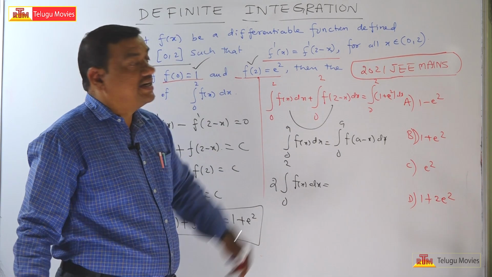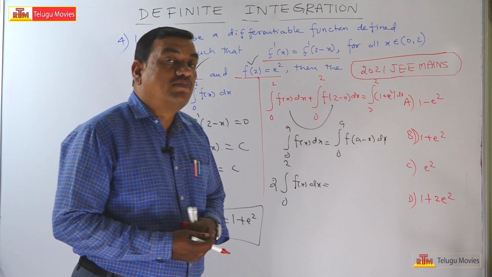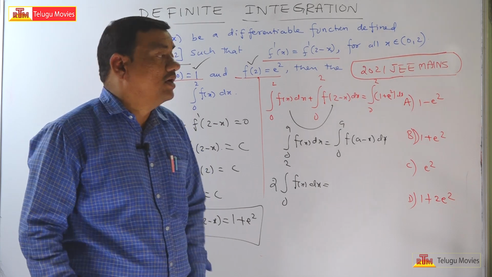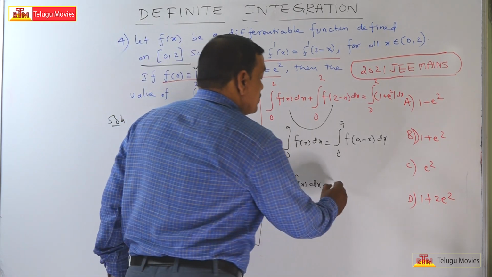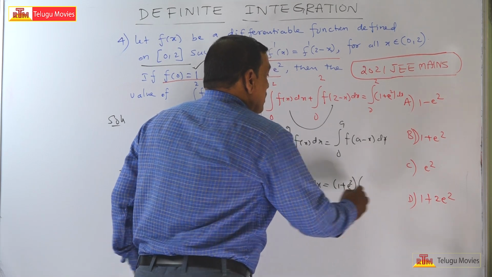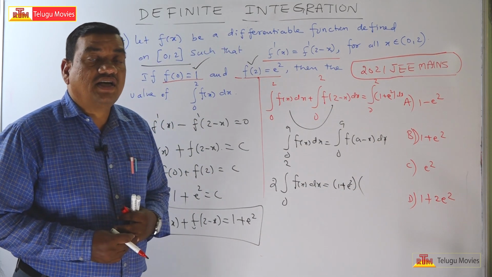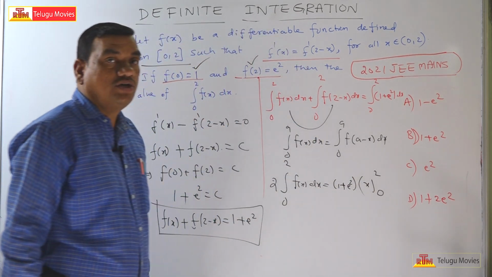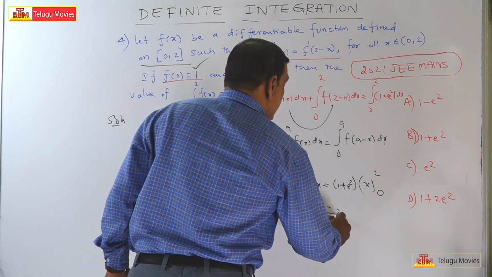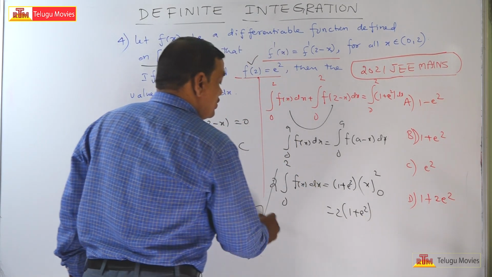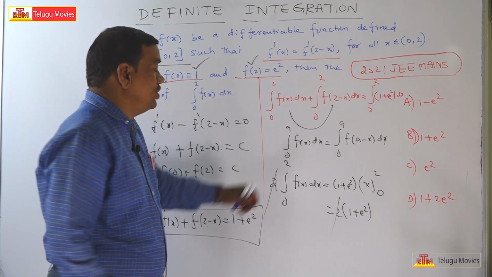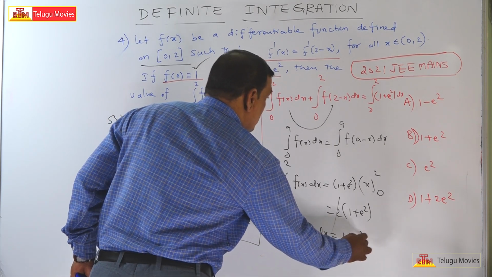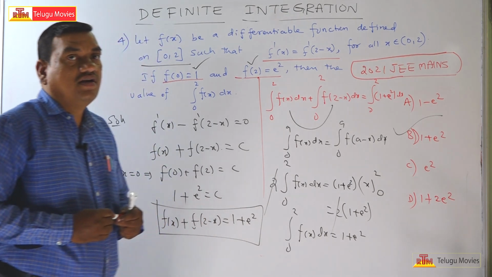Now, coming to the right hand side part, 1 plus e square is a constant. How? Here we are integrating with respect to x. That is why we can take 1 plus e square constant outside. Here 1 will remain, for 1 integration is x, with upper limit 2, lower limit 0. So, this is equal to 2 times 1 plus e square. These two will get cancelled. So, your integral 0 to 2 f of x dx is equal to 1 plus e square. So, 1 plus e square will be your right answer.